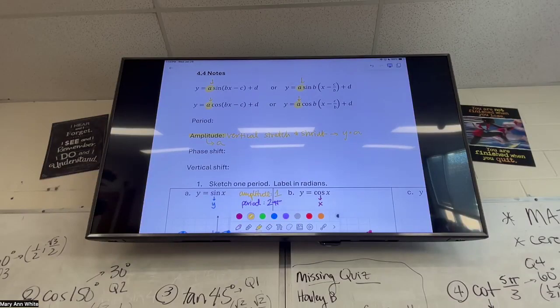The other thing I care about is the period, and that's your b value. It doesn't matter if it's inside or outside the parentheses. We'll talk more about the parentheses next class. The b helps you determine your period. The b is not your period. By definition, the period of a function is the horizontal length.